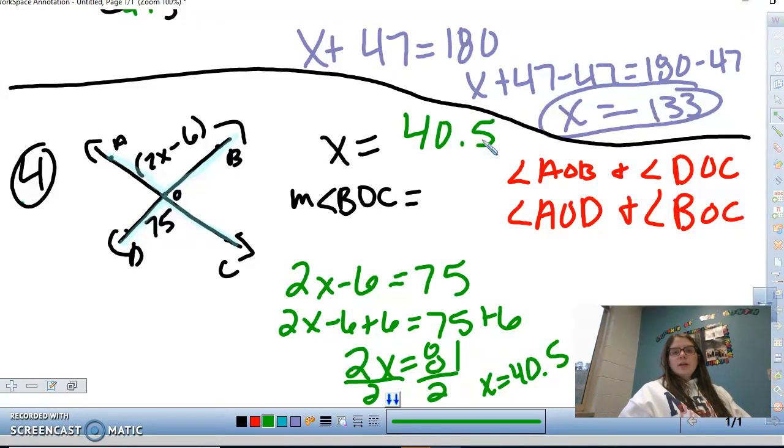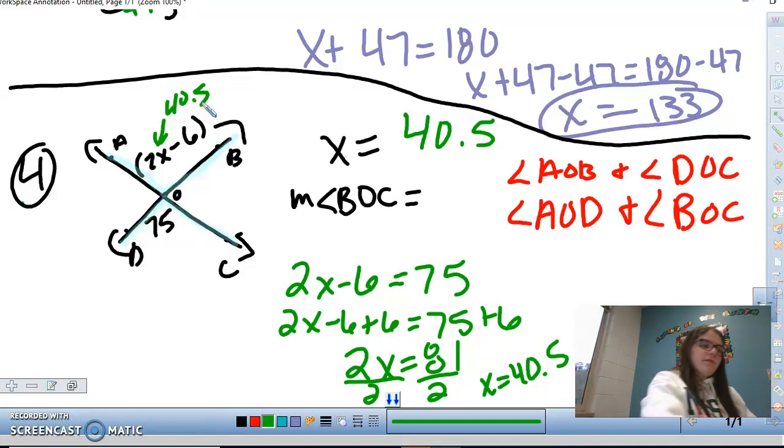Okay, so if I know that x equals 40.5, that's not what the angle equals. That's what x equals. So now I have to plug that in for x. So I have 40.5 times 2 minus 6, which gives me that 75 degrees. This is a great way to check your answer because these two angles should equal each other.